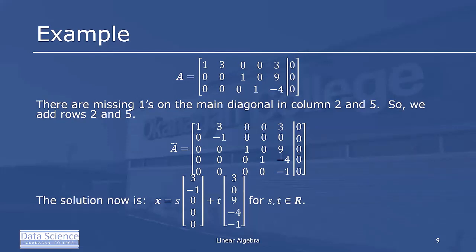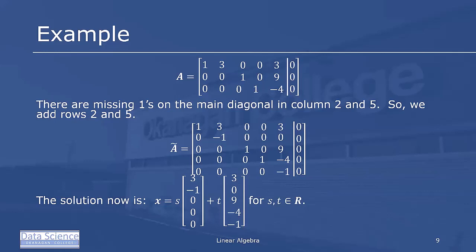We illustrate the negative 1 trick with this example. We've taken a matrix A and we've reduced it to row echelon form. We notice here that column 2 doesn't have a 1 on the main diagonal, and column 5 doesn't have a 1 on the main diagonal. So we're going to insert rows in row 2 and row 5. Our new matrix A tilde has a new second row, 0, negative 1, 0, 0, 0, and a new final row, 0, 0, 0, 0, negative 1.